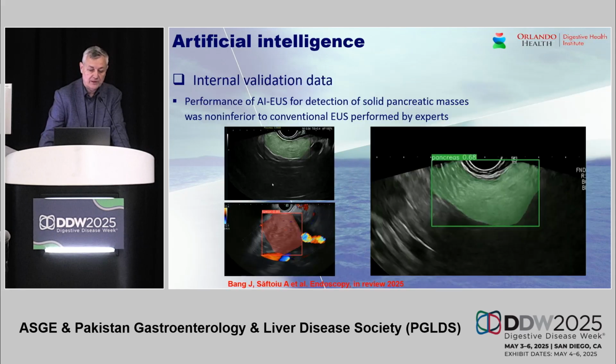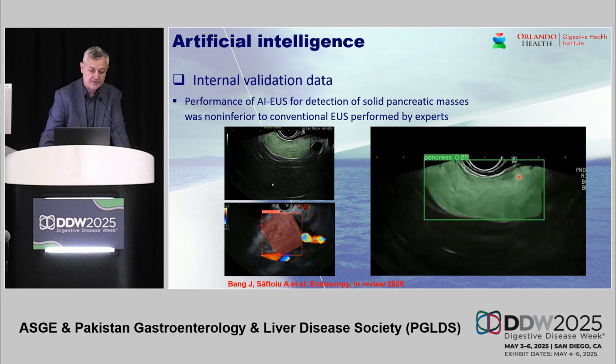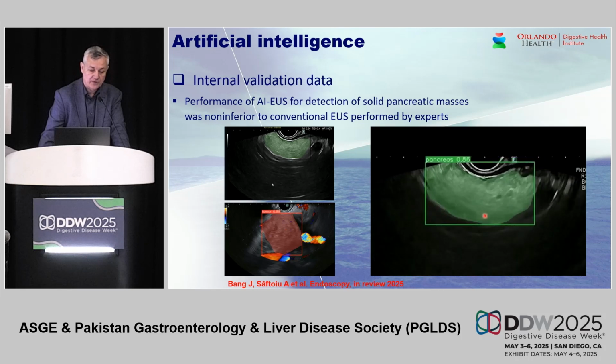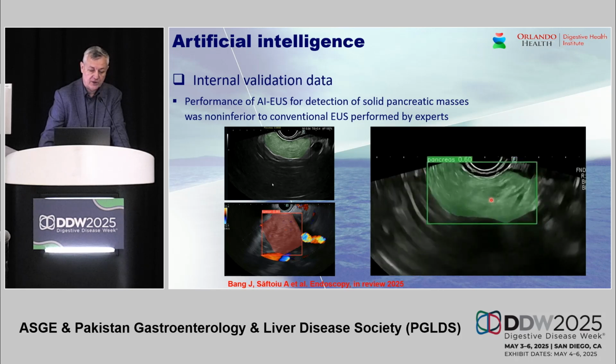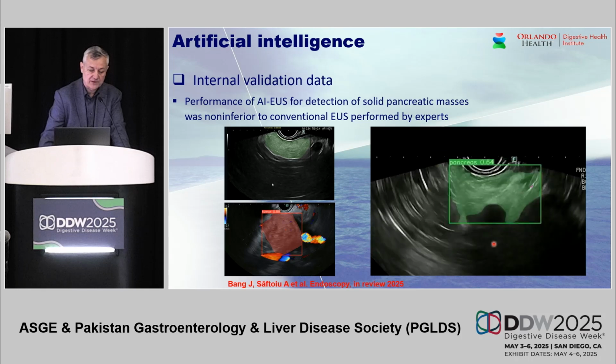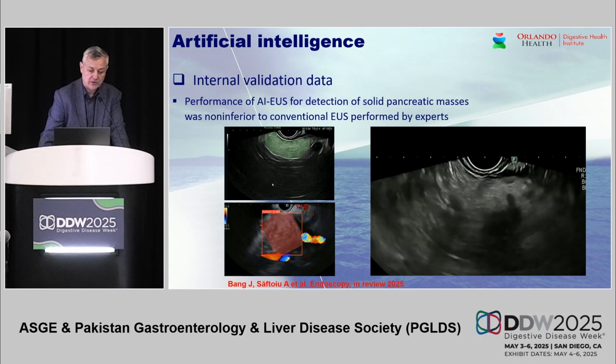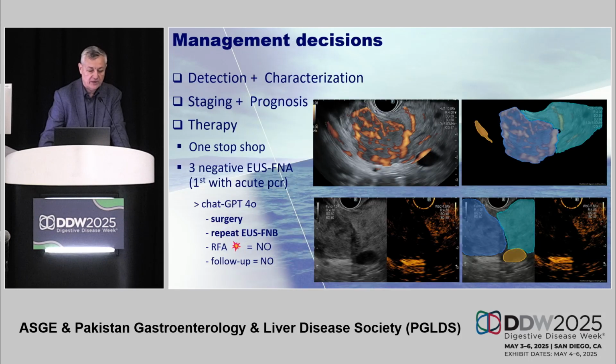And we will probably need a lot of artificial intelligence, because this will help the diagnosis a lot. In green is the normal pancreas here, and you see how a small tumor looks. But it will also help staging.